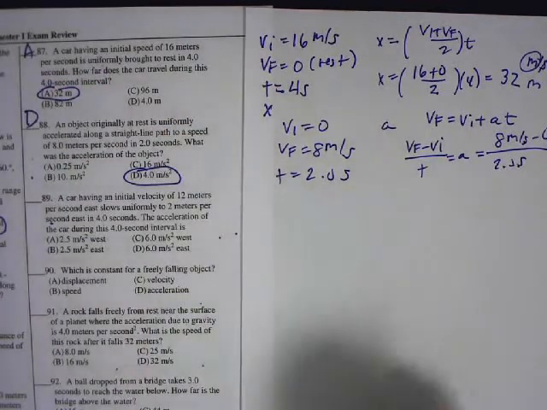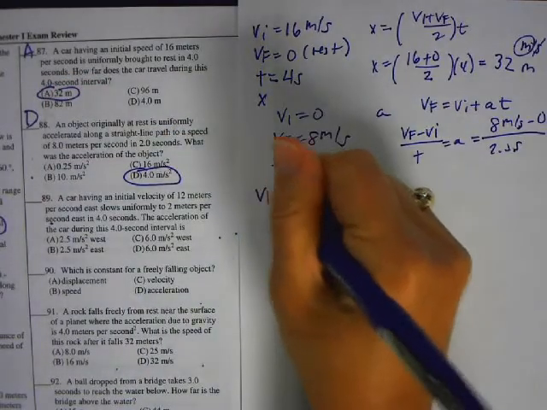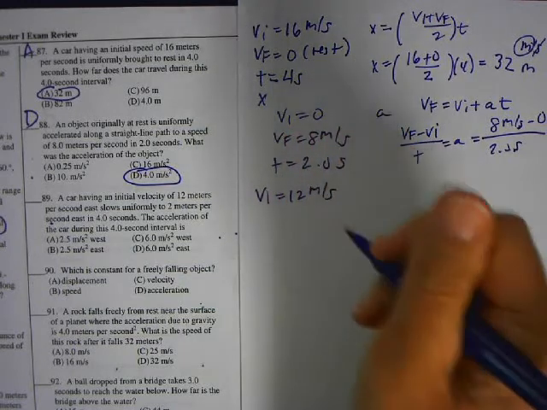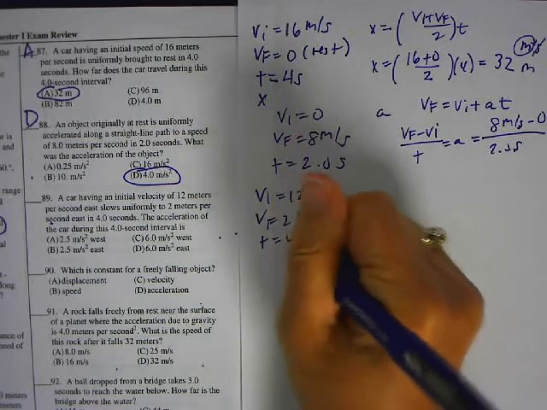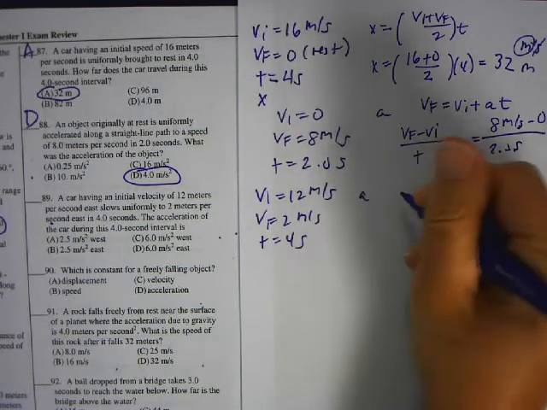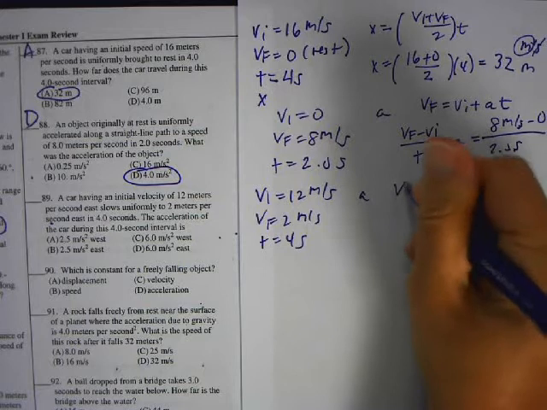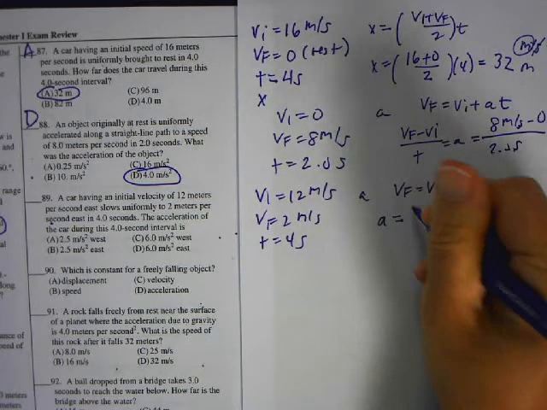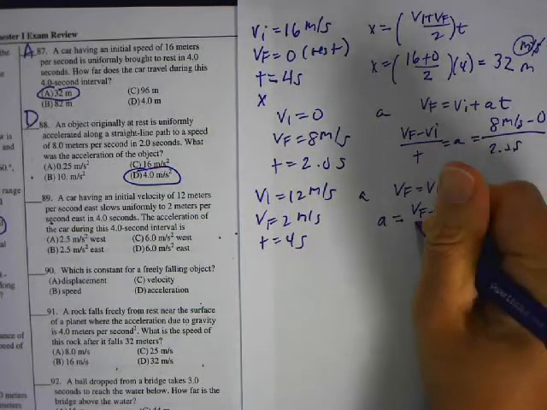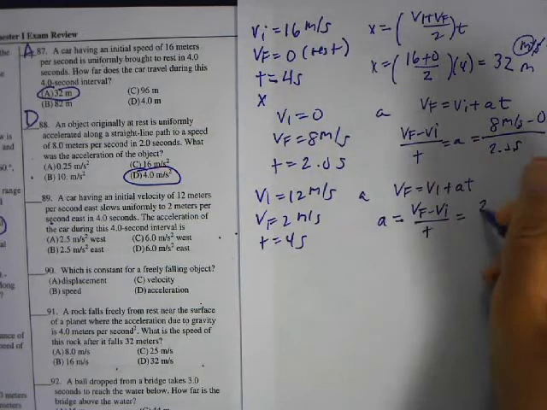Number 89, a car having an initial velocity of 12 meters per second slows uniformly to 2 meters per second in 4 seconds. What is the acceleration? So I'm going to use the same equation. VF is equal to VI plus AT. So A is equal to VF minus VI over T. So it's going to be 2 meters per second minus 12 meters per second divided by 4 seconds.